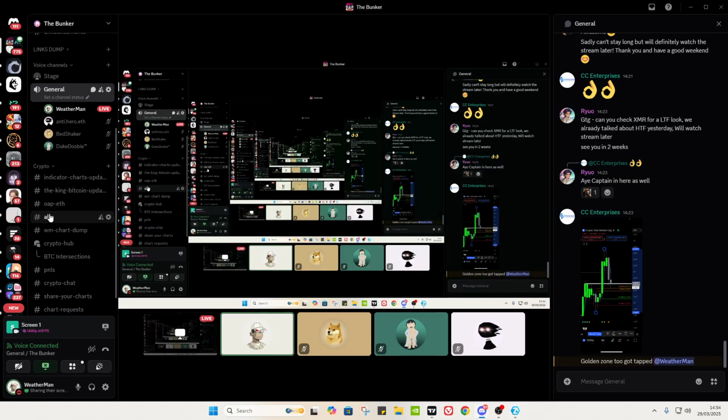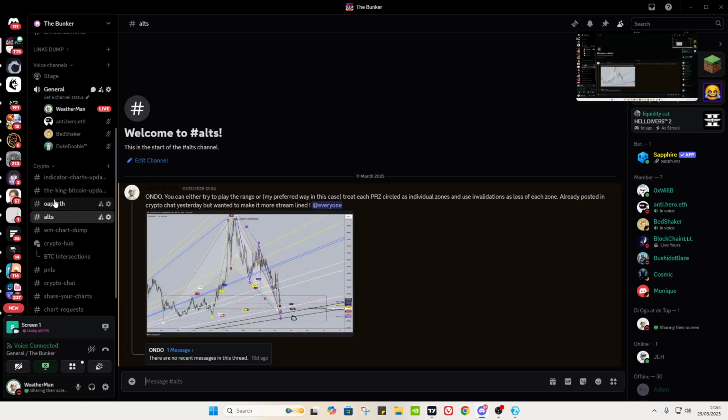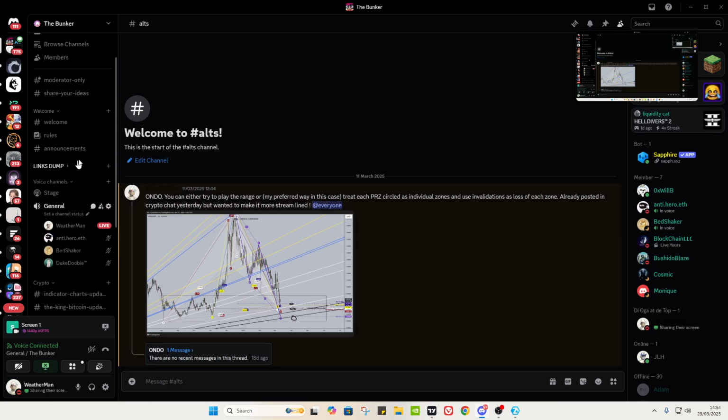On the left here, right, I'm gonna put all the alts in here. For now, I've only put Ondo in there because that was the cleanest one. As I get more time, because like I said, I've been really busy, I'll put more and more in there, like Hype, so on and so forth. I'll put more in there that I'm gonna be entering.